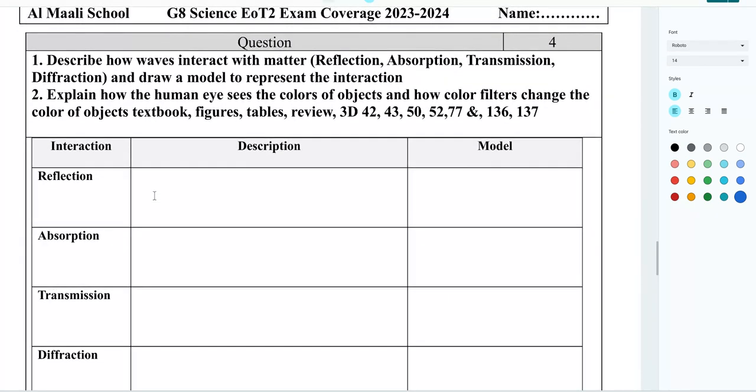Okay, here, it says, describe how waves interact with matter, and draw a model to represent the interaction. Explain how the human eyes see color. So we have a couple of things going on here. Reflection is when a wave bounces off a medium or an object, let's say.